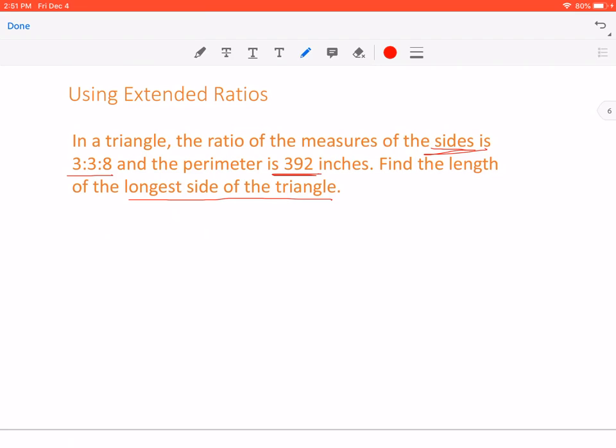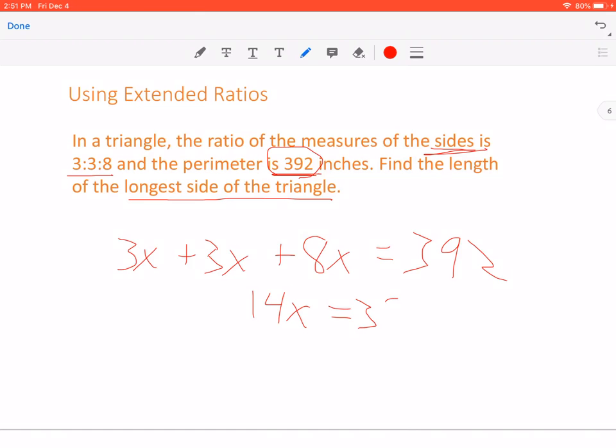Well, we do this the same way. You don't need to draw the triangle if you don't want to. It's simply 3x plus 3x plus 8x has to equal, we're not setting this equal to 180, we're talking about the sides of a triangle. We're going to set it equal to 392. And again, clean up the left. 3 and 3 is 6. 6 plus 8, that's 14x equals 392.